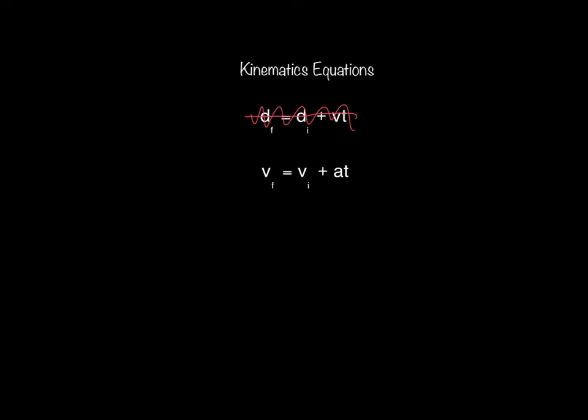Now this equation, of course, we're going to use quite a bit. It's got final velocity, initial velocity, acceleration, and time. Now remember, in free fall, our acceleration is always the acceleration due to gravity, so in all these problems it's going to be negative 9.8 meters per second squared.